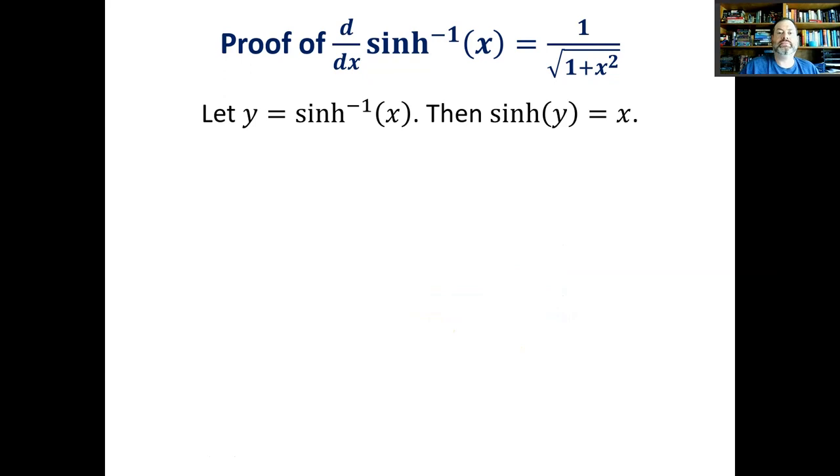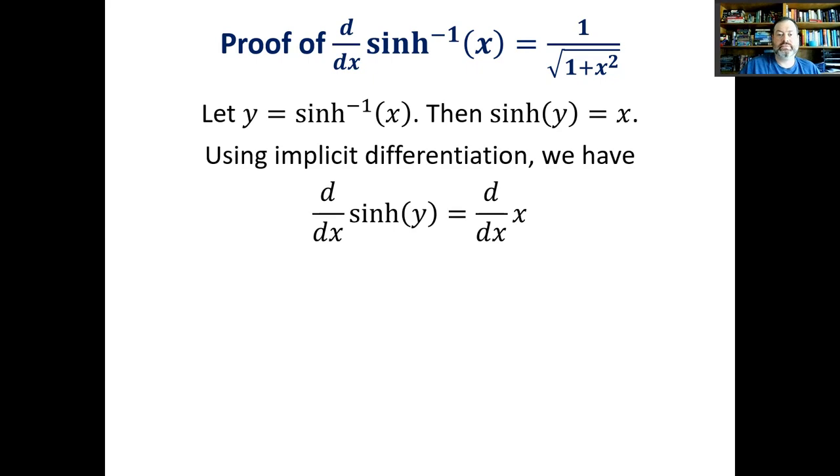All right, so if y equals inverse hyperbolic sine of x, then hyperbolic sine of y equals x. And we're going to use implicit differentiation. This is the same technique we used earlier when we did the derivative of inverse sine, right? It's the exact same technique.